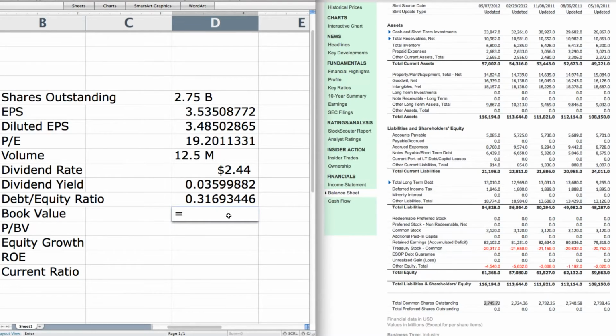So the book value is equal to 61,366 divided by 2745.72. And since we chopped all the zeros off on both of those numbers, we can go ahead and do that. And when I hit enter, we get a book value of $22.34.